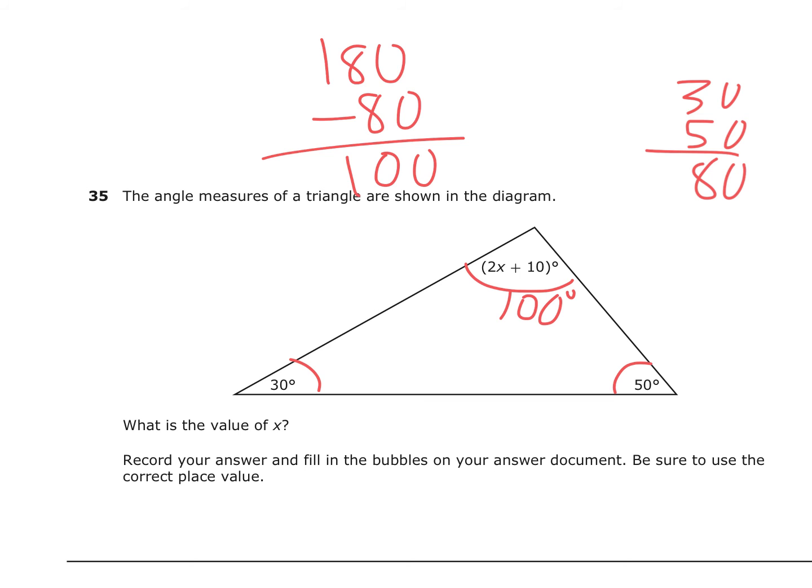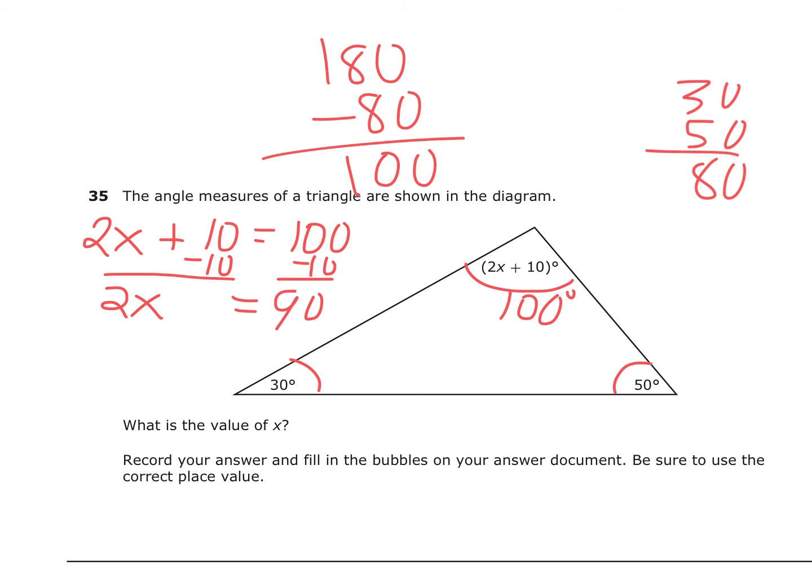So 2x plus 10 is equal to 100. What is the value of x? So we're going to write 2 times the number x plus 10 equals 100. So if we were to take off 10 on each side of the equation, whatever you do on the left, you got to do on the right, that will leave you that 2 times some number x is 90. And if you divide by 2, what do you get? What's 90 divided by 2? The value of x equals 45. And that was the answer. So for number 35, the answer was 45.